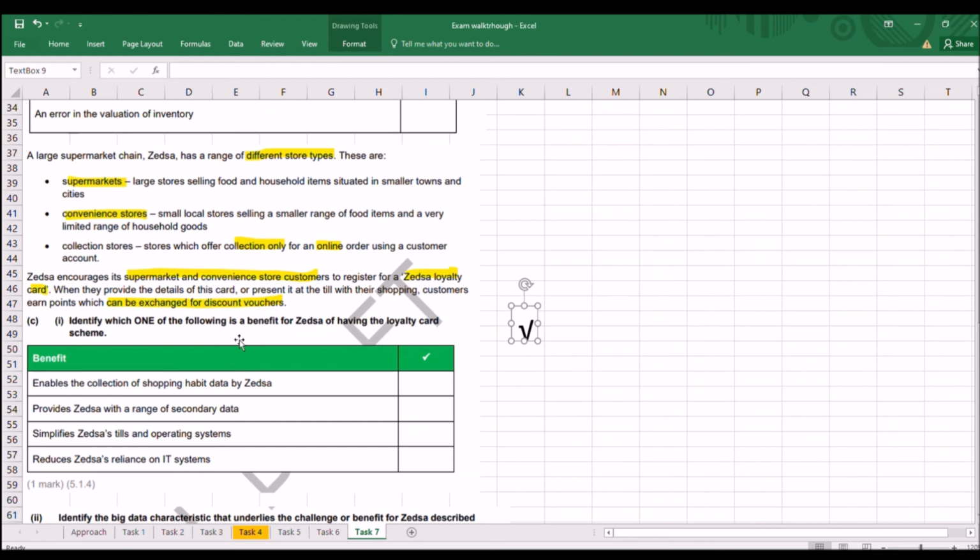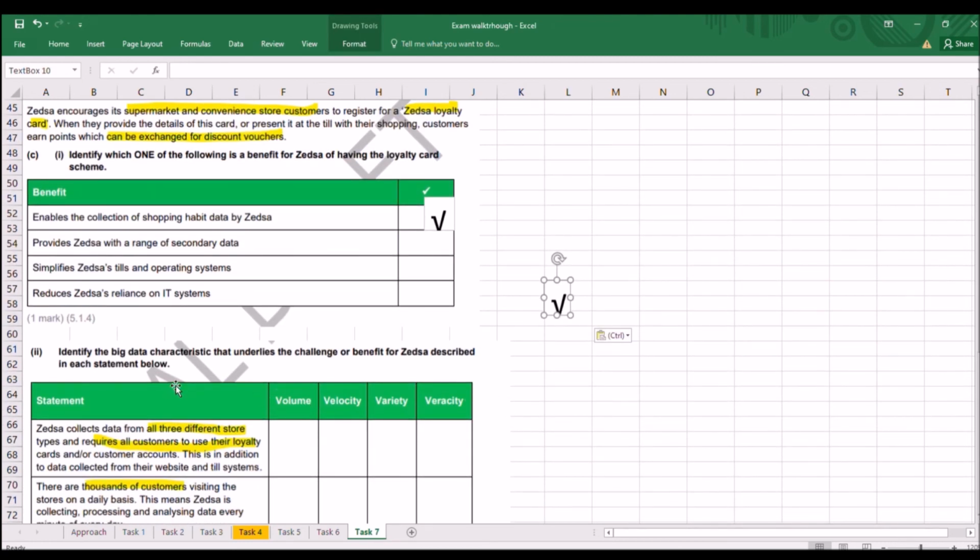So it's collecting data on its customers. That's probably going to be in there somewhere. Oh, it enables the collection of shopping habits by Zesda. Well, it's going to be that one. As there's only one, it's going to be the top one. Provides Zesda with a range of secondary data. So what? Simplifies the tills. It doesn't simplify the tills, and it increases the reliance on the Zesda system. So even if we went by process of elimination, it wouldn't be those ones. It would be this one. But as it happens, it's that one.